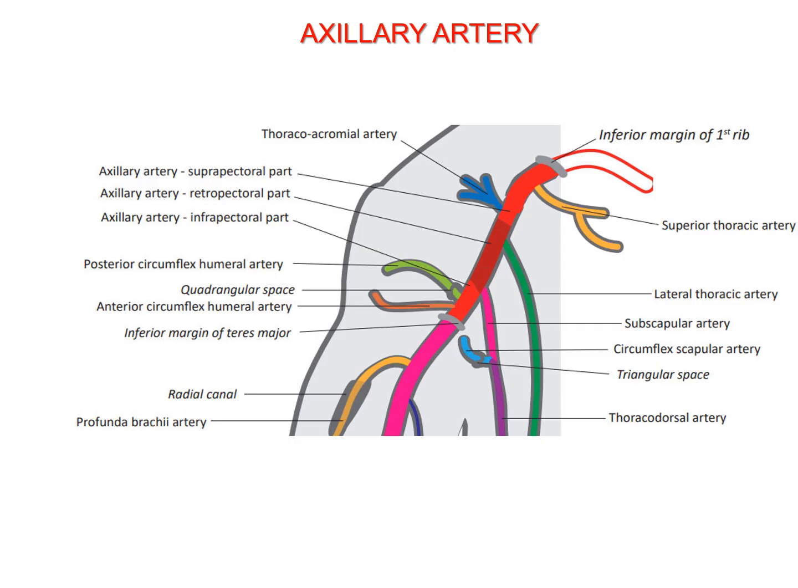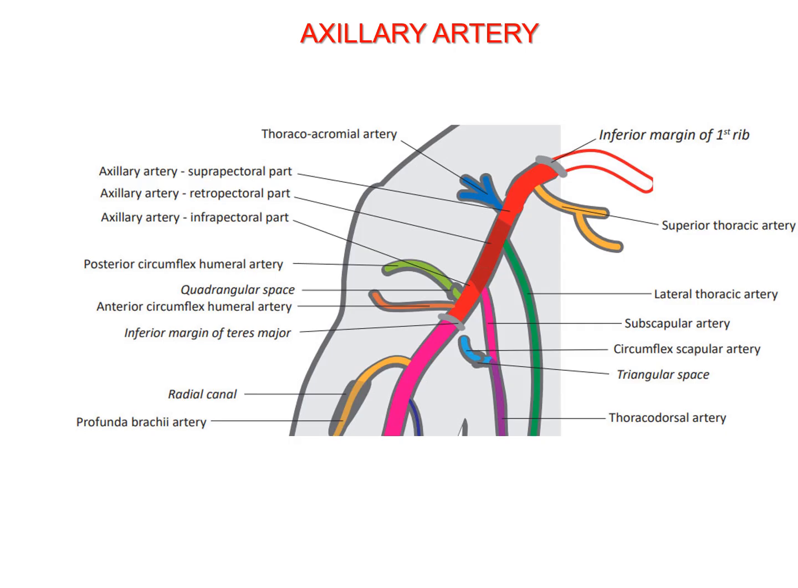We can repeat now the axillary artery. The axillary artery is a continuation of the subclavian artery below the inferior margin of the first rib. The brachial artery is a direct continuation of the axillary artery below the inferior margin of the teres major. We have 3 parts of the axillary artery.